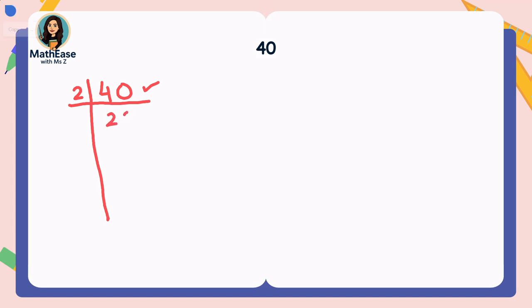40 can be divided by 2, and the answer is 20. You're going to write 2 here and then write the 20 here. Now check again if you can divide it by 2 again. Since 20 is an even number itself, you definitely can. So you're going to write 2 over here, and this time you get 10. You have to keep doing this until you get to the number 1.